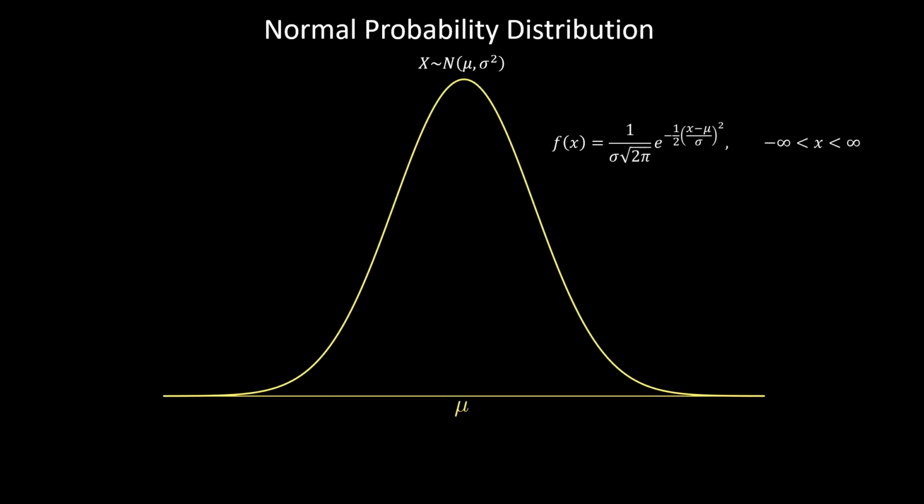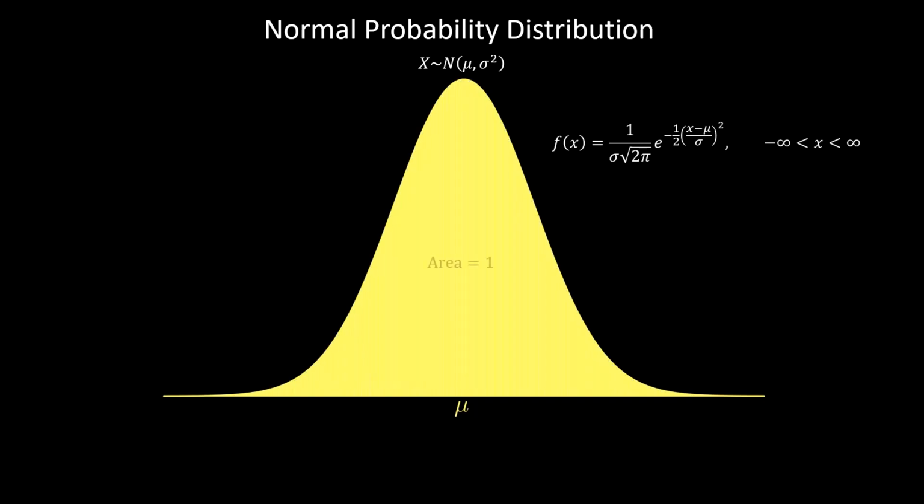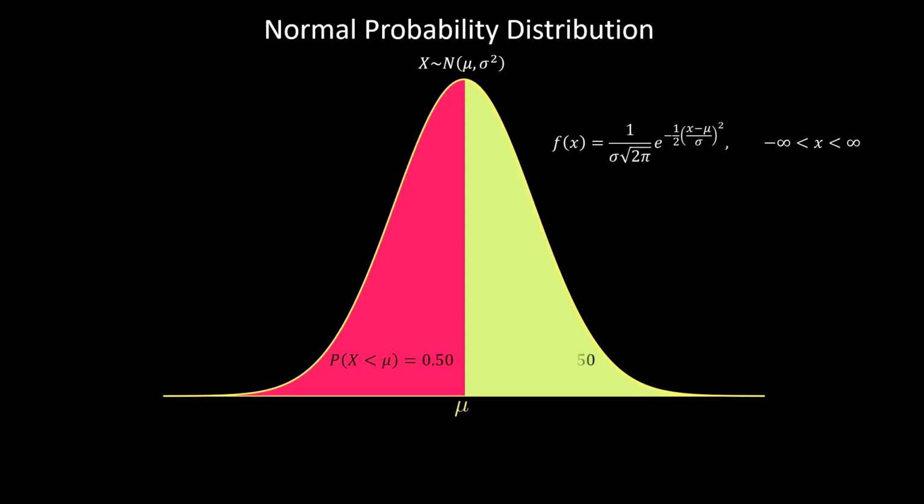Another important property is that the total area under the curve is 1, and this is helpful when finding probabilities, especially if you use tables, which we'll talk about in the next video. Since we have symmetry about the mean and we know that the total area under the curve is 1, that means that the area under the half below or above the mean is 0.50.